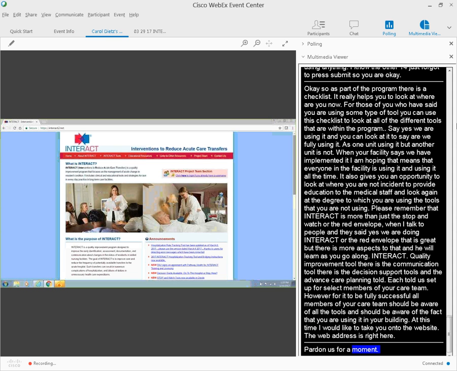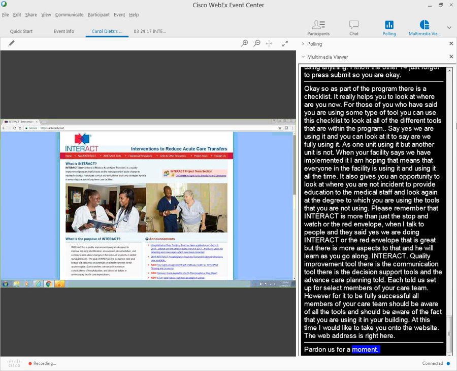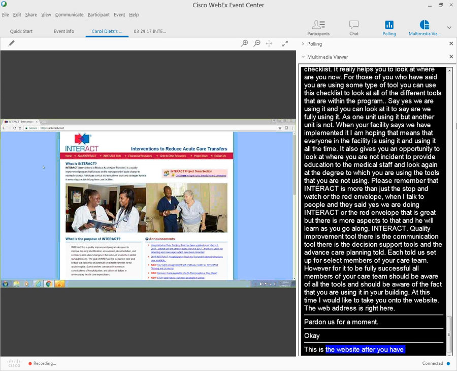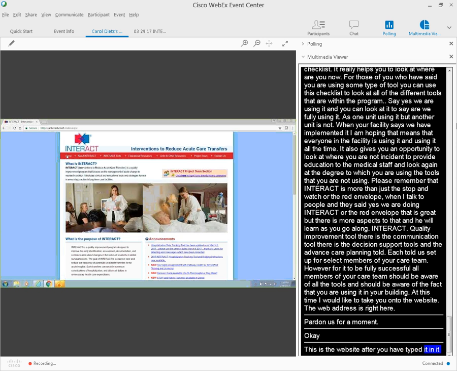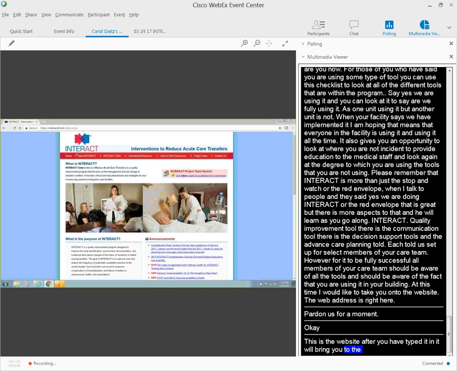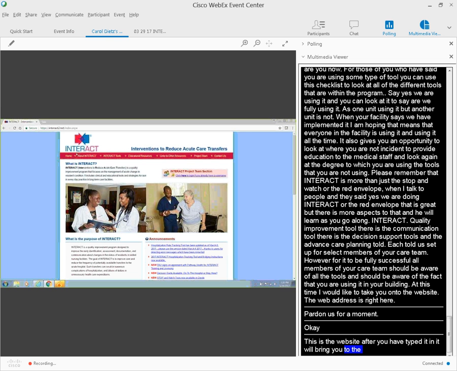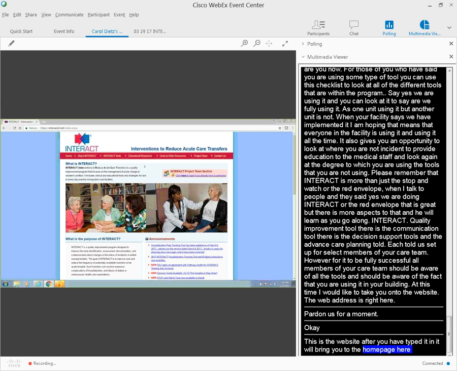Perfect. All right. So this is the website. After you've dialed in and typed in interact2.net, it will bring you to the home page here. When you first sign on, you'll get two options. There's a green button that says I accept, and you have to push that button to enter into this landing page. You're not buying anything. You're not giving anything away.